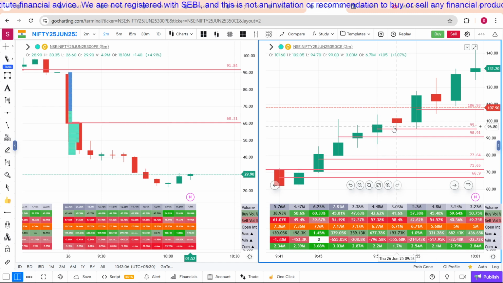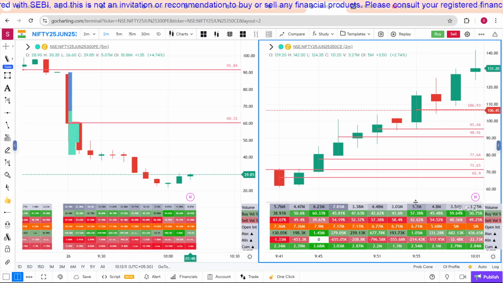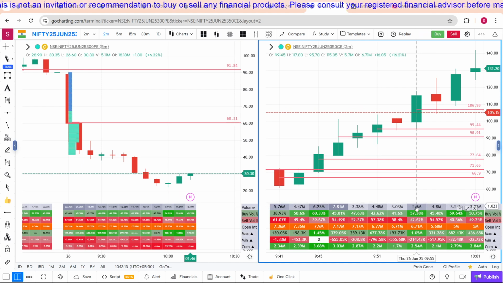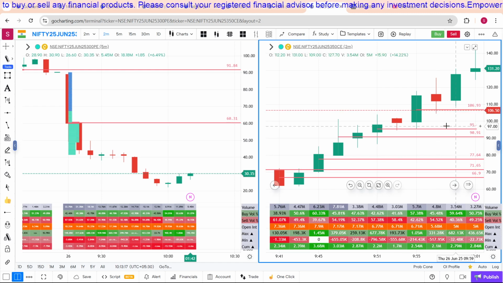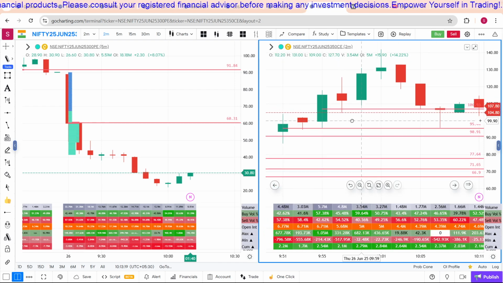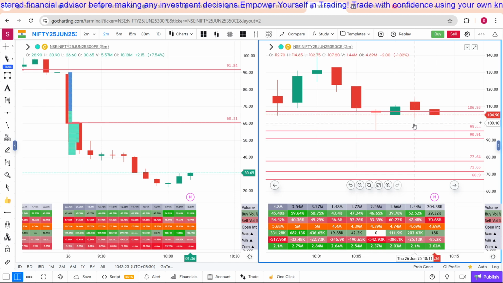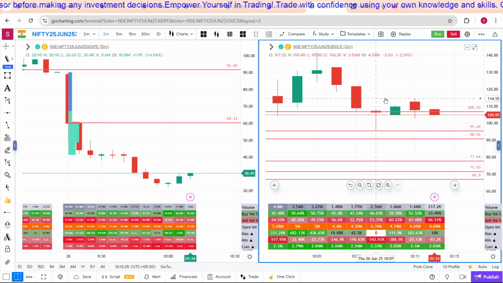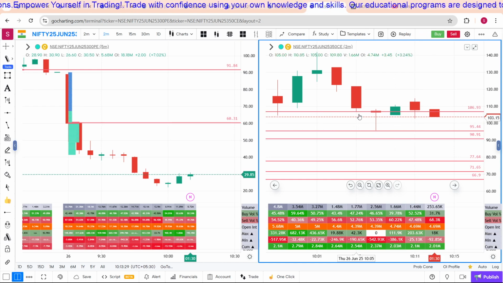See, again this candle has gone up with increased volume, almost double volume. So this level is very important, 107. Once 107 breaks and closes, it is very difficult. Correct now? It is hovering here now, waiting for the next move.